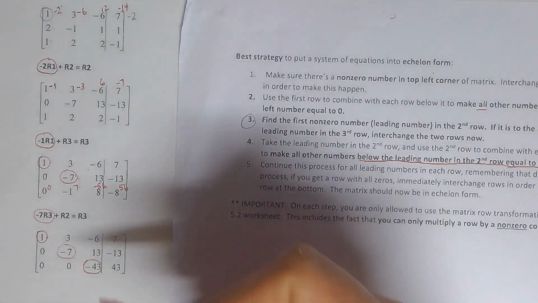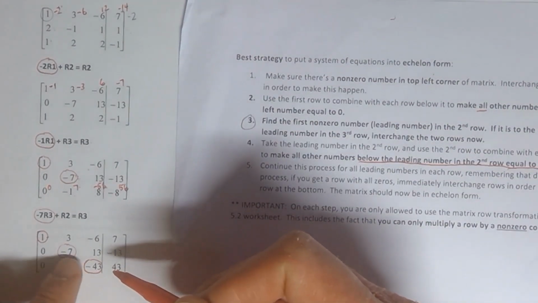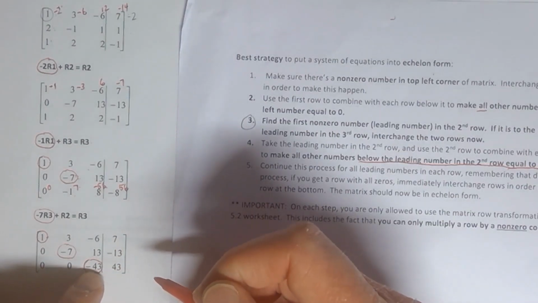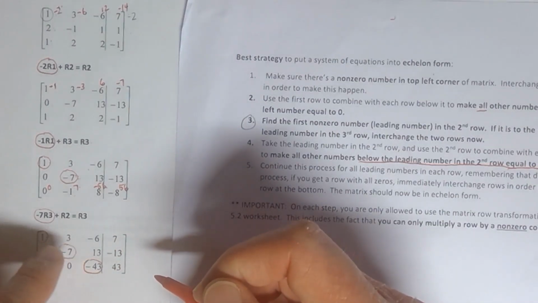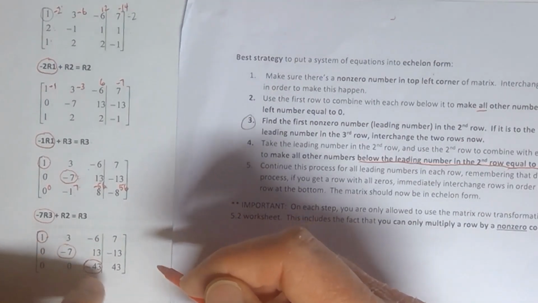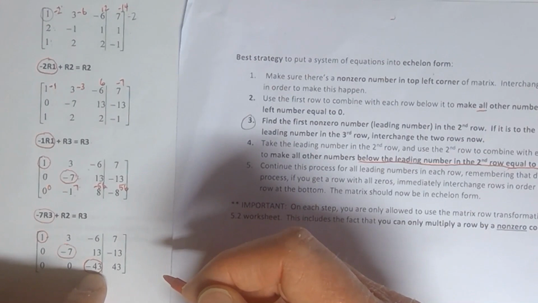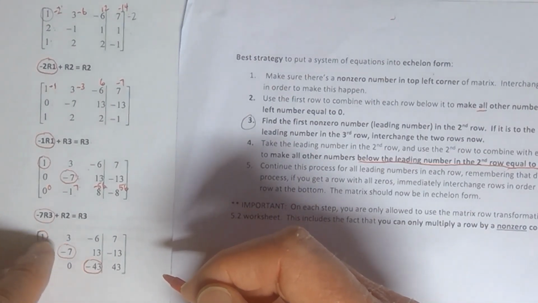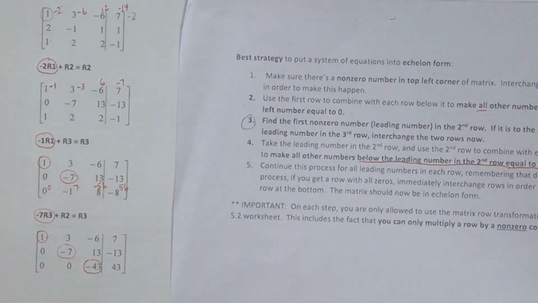Okay, and we can confirm that by realizing that each leading number is what? Each leading number is to the right of the leading number that's above it. This is to the right of that. This is to the right of that. Okay, negative 43 is to the right of negative 7. Negative 7 is to the right of 1. Okay, it's in echelon form.